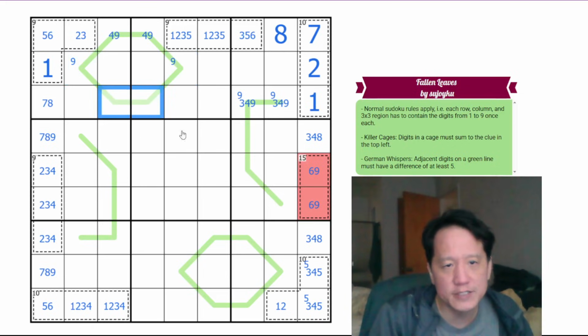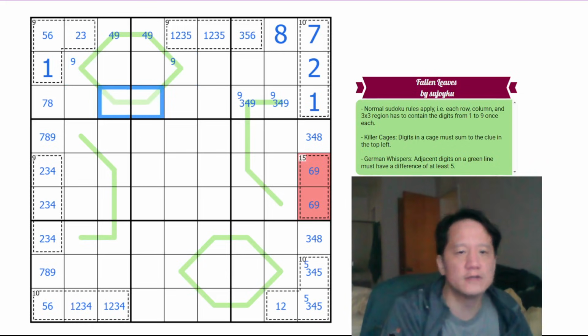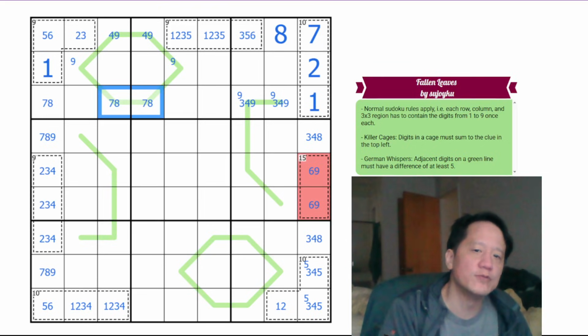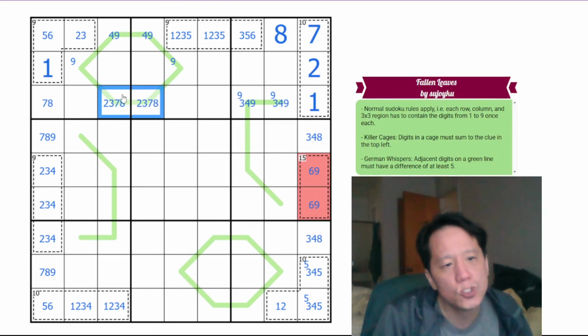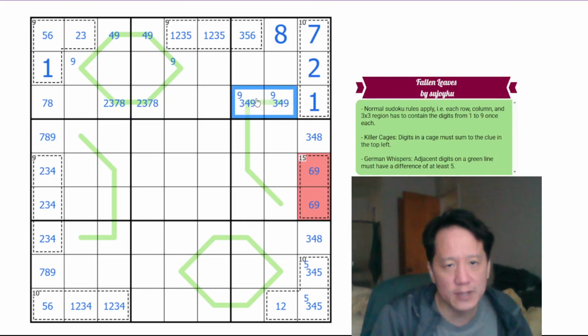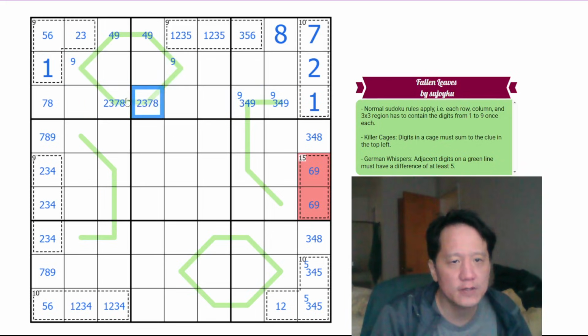Therefore, the high digit here has to be 7 or 8. And it can be with 2 or 3. Because it can't be 9. Can't be 6 because 6 can only be next to 1. So this is 7, 8 next to 2 or 3 here.